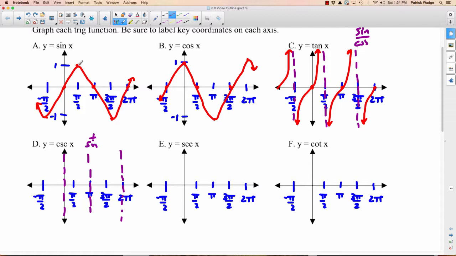Because the reciprocal of 1 is 1, it just stays the same. So at pi over 2 for sine, the y value is 1, and the reciprocal of 1 is 1. So at pi over 2, it's still 1. And for -1, the reciprocal of -1 is also -1.